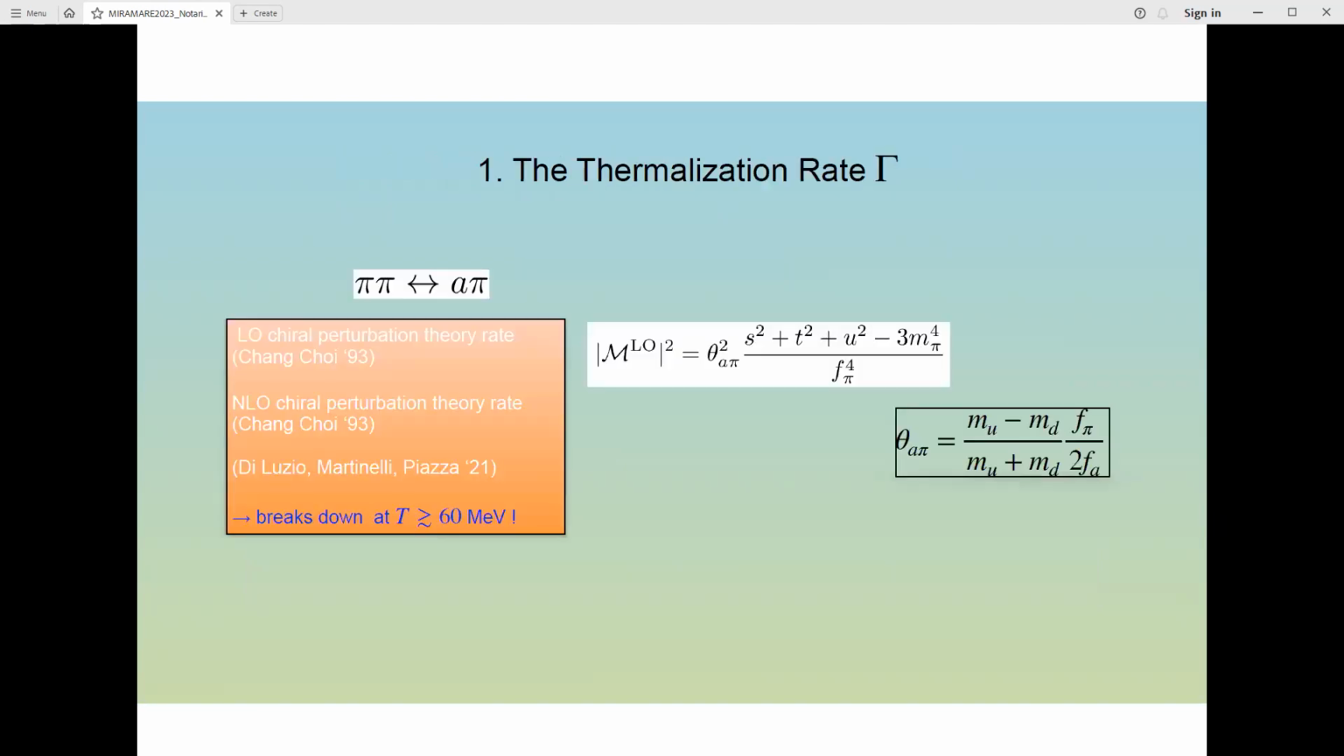Okay, so essentially the calculation is about the thermalization rate of pion-pion into axion-pion. At leading order in chiral perturbation theory, which is the theory of QCD at low temperature, if you want, the theory of pions, one can compute this amplitude and finds this result. Okay.